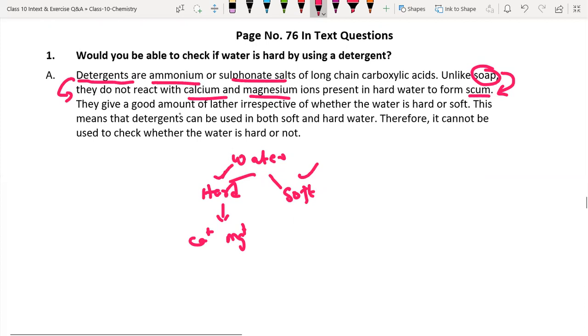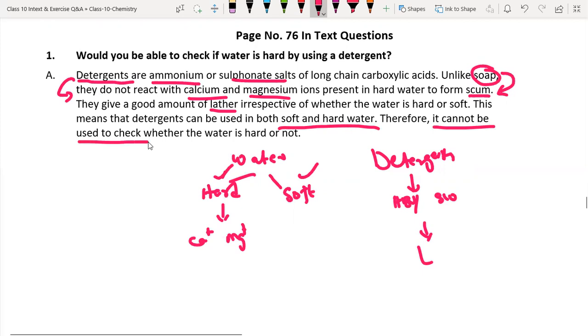Instead of producing scum, they give a good amount of lather, irrespective of whether the water is hard or soft. So if detergents are added to hard water or soft water, they do not produce any scum, they will produce only lather. This means detergents can be used in both soft and hard water. Therefore, it cannot be used to check whether water is hard or not. So the answer is no, we cannot use detergents to say whether water is hard or soft. That is the answer you have to write.